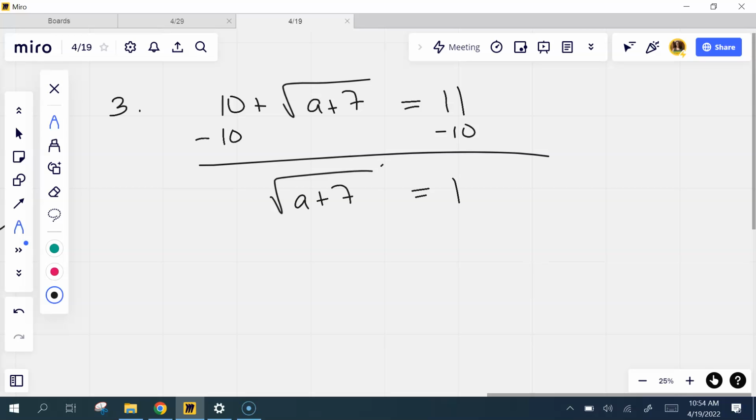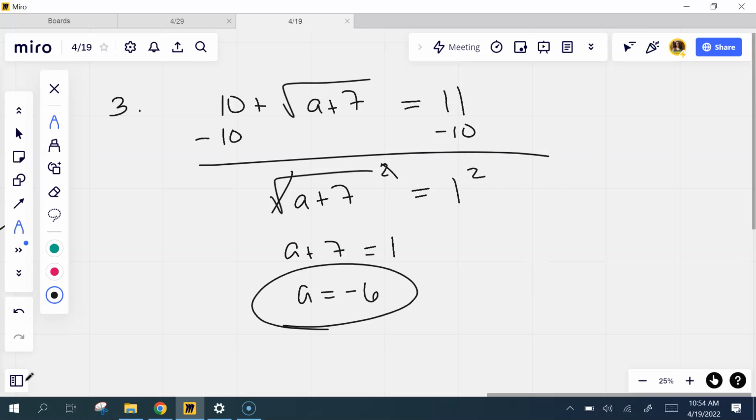Raise both to the second power. That's exactly right. This is gone. So I have a plus 7 equals 1. And now what? You just subtract the 7. So a is negative 6. Check it. Make sure it works. If you plug negative 6 in for a, does it work? Does it satisfy the equation? Yes, so it's not an extraneous solution.